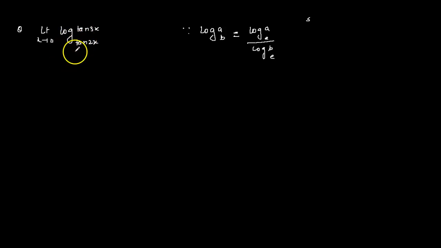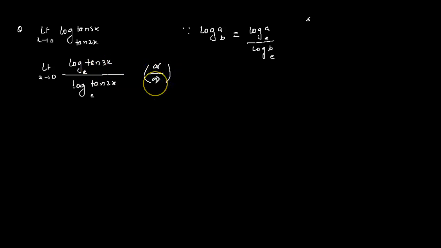So I can write it here: limit of x tends to 0, log of tan of 3x divided by log of tan of 2x. In calculus the base is always e, so there is no need to write it. Now put 0 here. Tan 0 is 0, and log 0 is infinity. This is also infinity, so we have an infinity by infinity form.